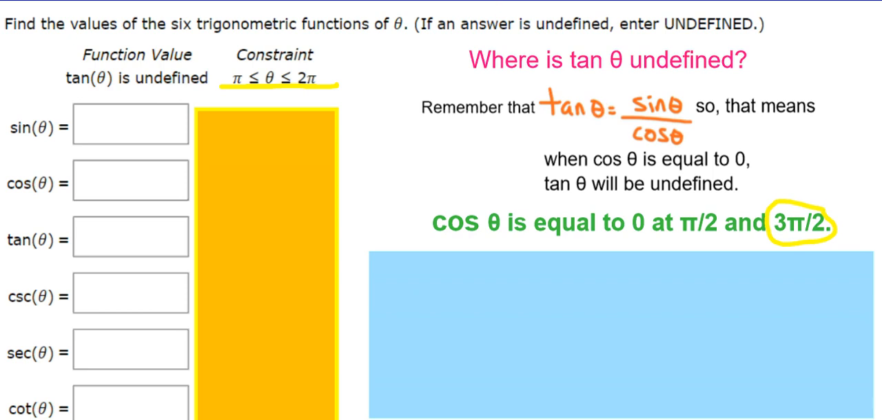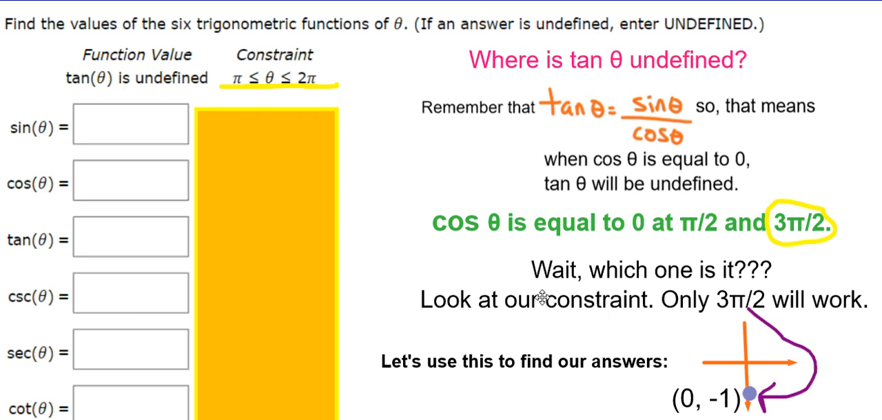All right, that was a lot. If you need to slow that down and repeat it, oops, there it is. Wait, which one is it? Look at our constraint. Only 3 pi over 2 will work.